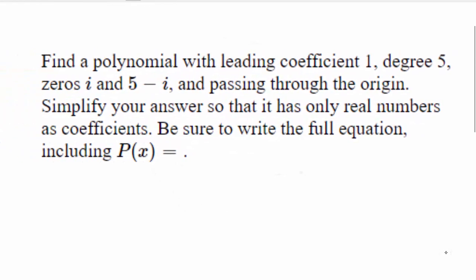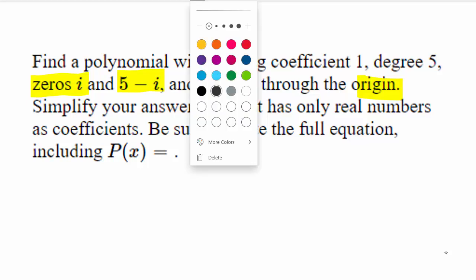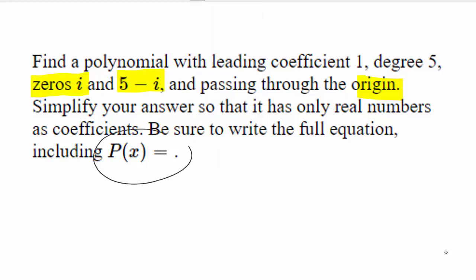Okay, so for this problem, it's asking us to find a polynomial with leading coefficient of 1, degree 5, zeros of i and 5 - i, and passes through the origin. All right, so let's write down what we know and see what we need to do to get what it's asking us to find. Starting this off, we know it's a polynomial, and notice they're telling us to make sure we use p of x. So let's follow those instructions and say it's a polynomial, p of x.